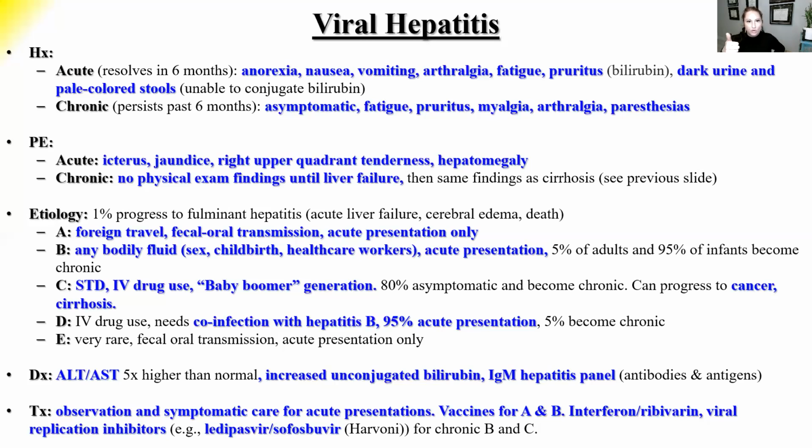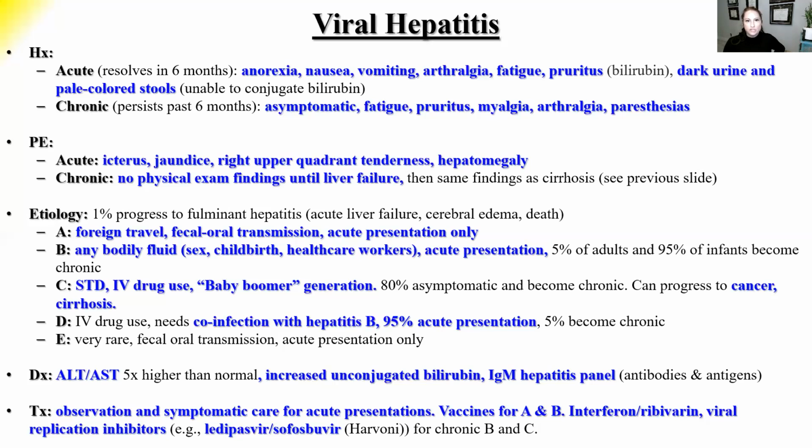So remember, A, foreign travel, always acute. B, any bodily fluid for that one, that's going to be acute. C, cirrhosis and cancer, and that one is going to be chronic. So all of your C's go together. C: chronic, cirrhosis, cancer. D needs B. Those are your most commonly tested points about the viral hepatitis.